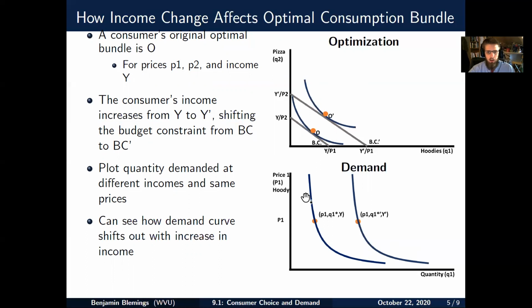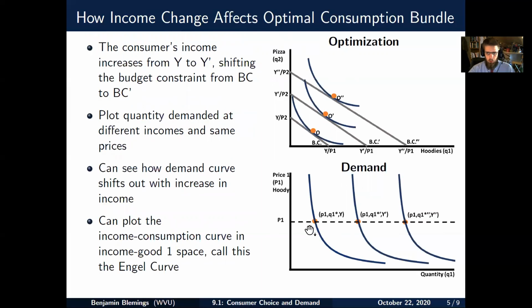Recall from demand that when income goes up, demand shifts out. And so that's what we've got going on right here, because our income has shifted out, our demand has shifted out for this good. And so this is how much, from P1, Q1, Y to P1, Q1, Y prime. So we can do this again, and we have O double prime for our income shifting out twice to Y double prime. We can see that it shifts out the demand curve again: at the same price, the same P1, but with a larger income, the demand is shifted out, which we expected.